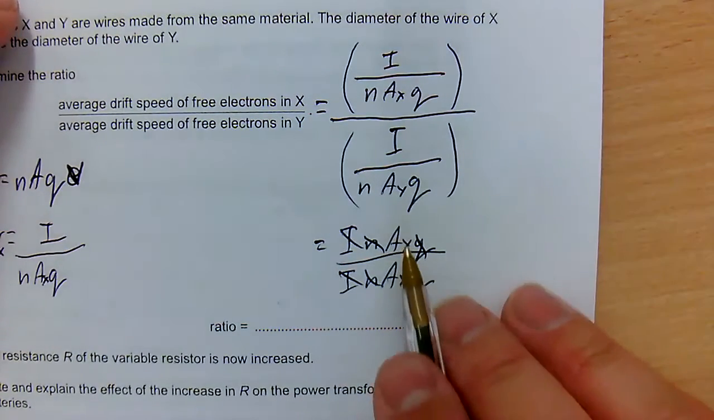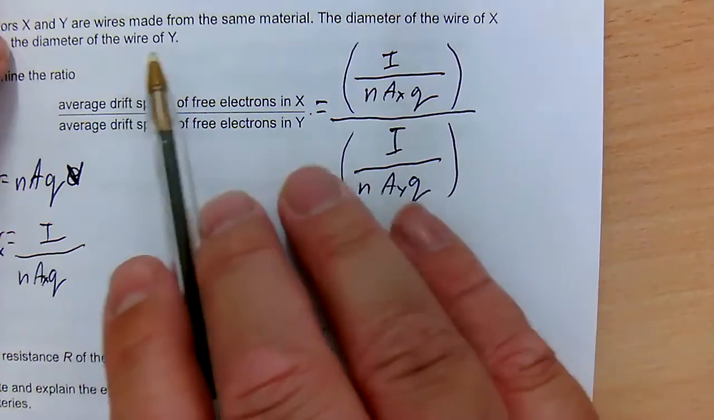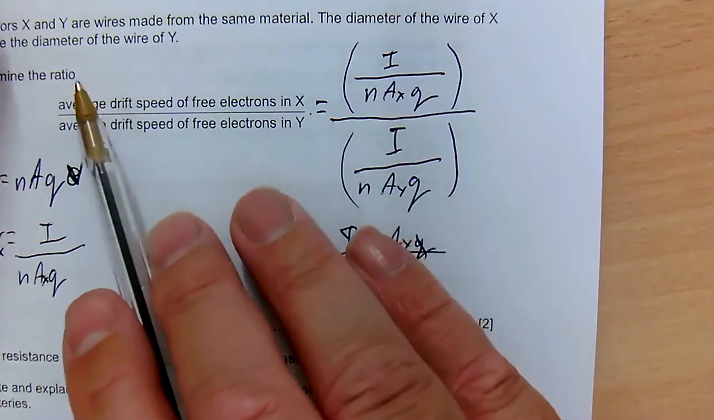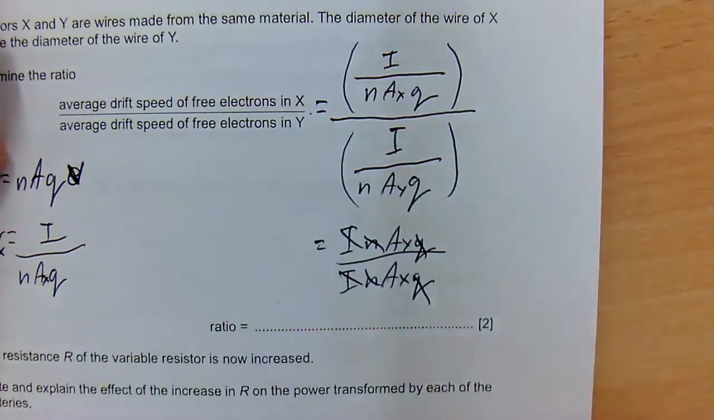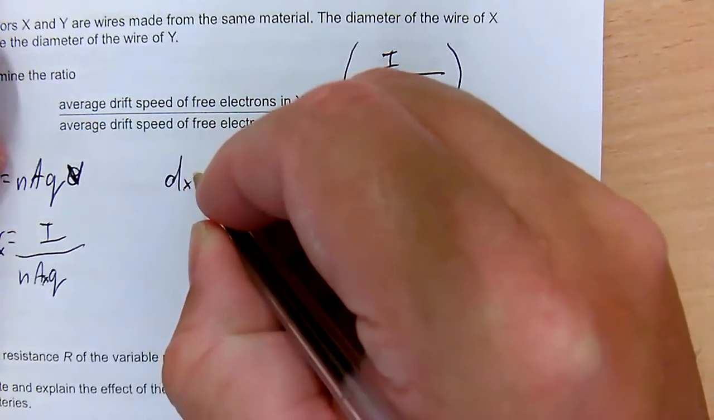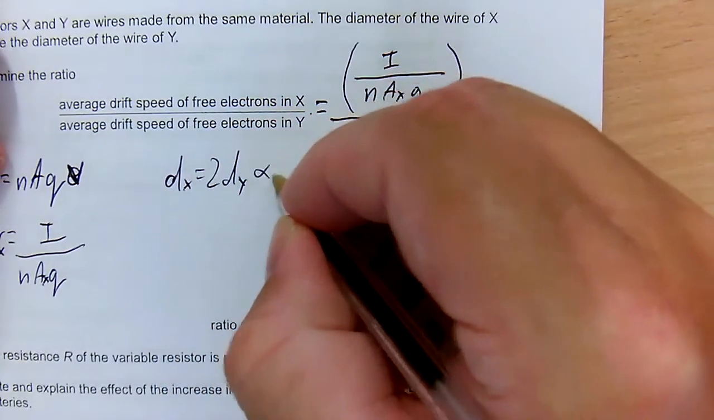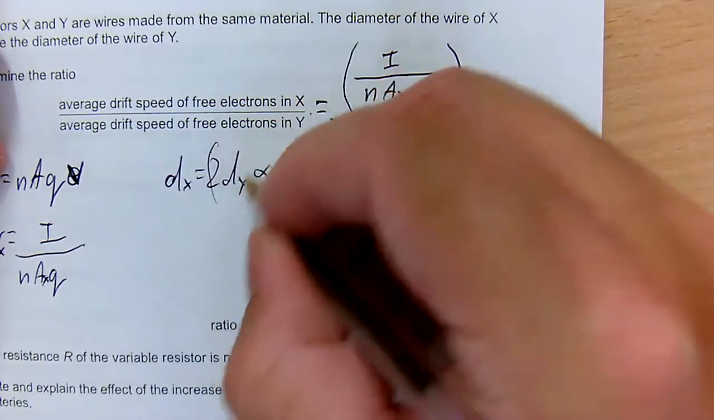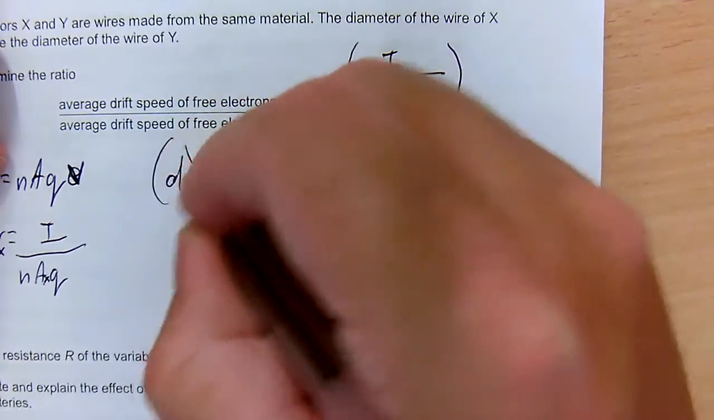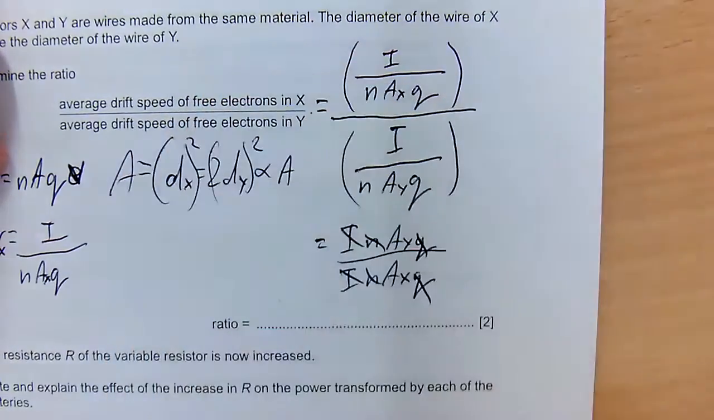So it's actually the ratio of the two areas. It tells you the diameter of wire X is twice the diameter of Y. So the diameter of X equals 2 times the diameter of Y, both of which are proportional, both of which when you square them are proportional to their areas.